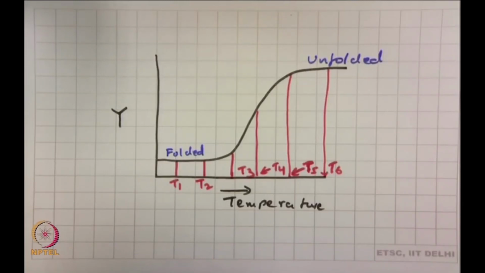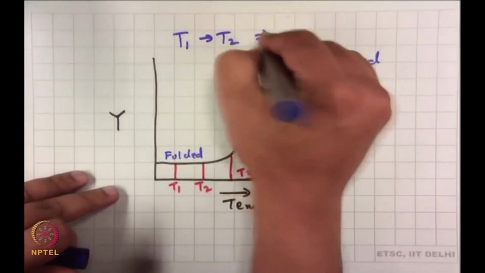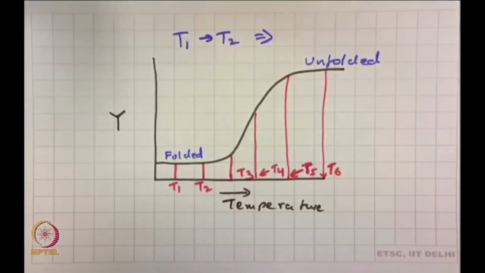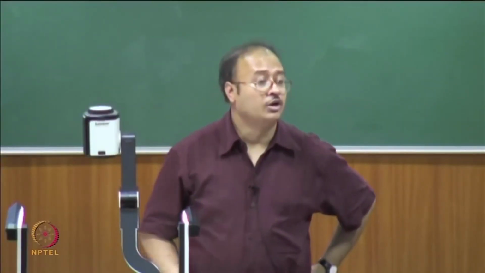Suppose I am making a temperature jump from T1 to T2. Throughout, what your temperature jump is doing is trying to give you an idea of the change in the concentration of the folded state. Now, if you are jumping from T1 to T2, would this be a logical way of doing it based on the discussion we had before? Why not?